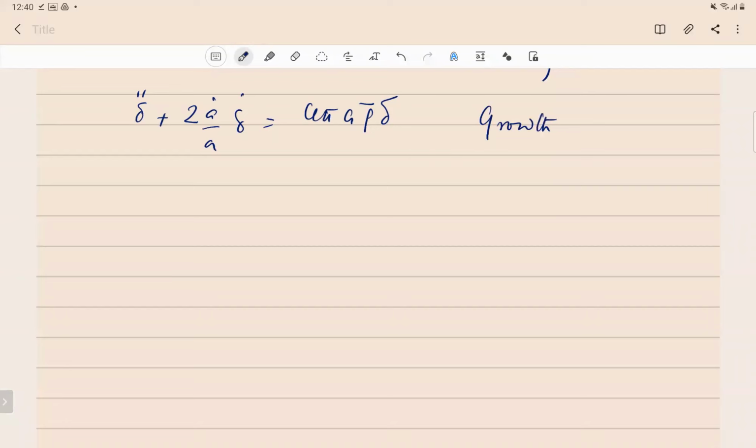So the other extreme is when the pressure term dominates. So let's say the pressure term is the most dominant, and you can ignore the gravitational source. So then the equation becomes, so this is when gravity dominates.